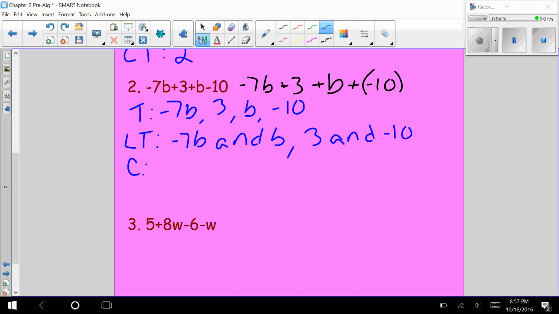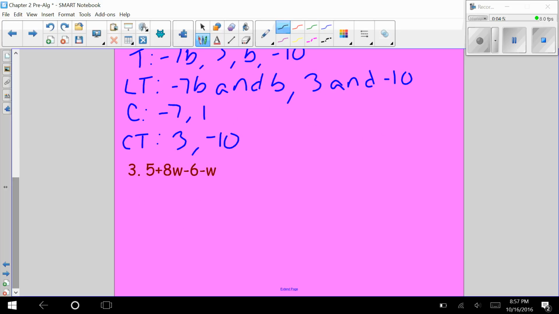Coefficients, the numbers in front of the variables. Negative 7, and then we have just a b. Remember, when there's nothing in front of it, it is a 1. And our constant terms, just the numbers, that is my 3 and my negative 10.